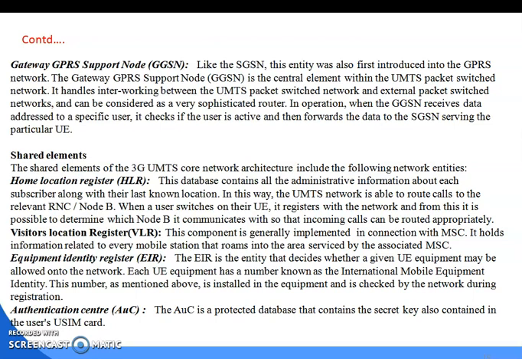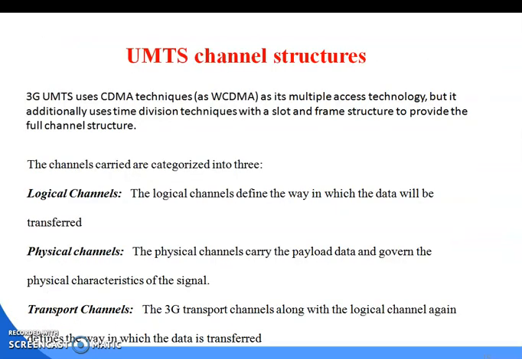The Equipment Identity Register, EIR, is the entity that decides whether a given UE equipment may be allowed onto the network, and each UE equipment has a number known as the International Mobile Equipment Identity. Next is the Authentication Center, AUC. The AUC is a protected database that contains the secret key, and also contains the user USIM card. That means it is used for user authentication.